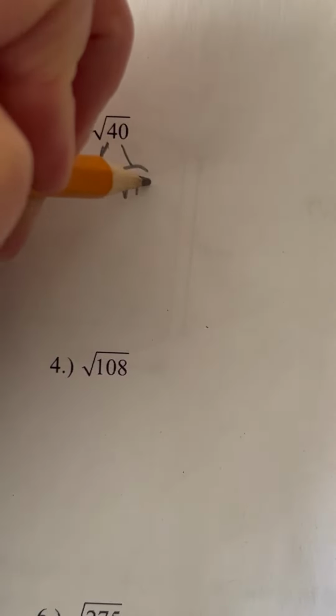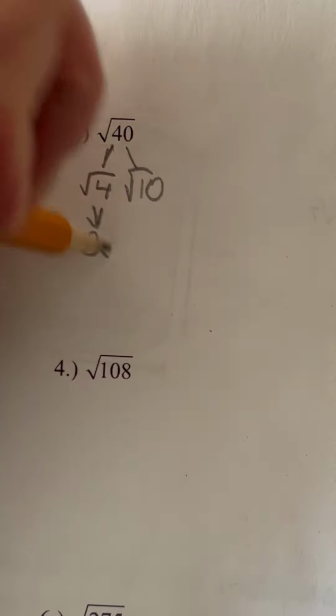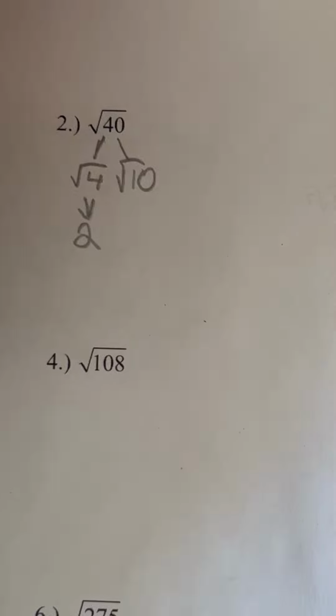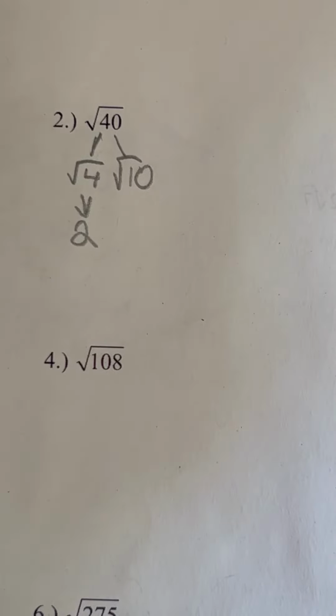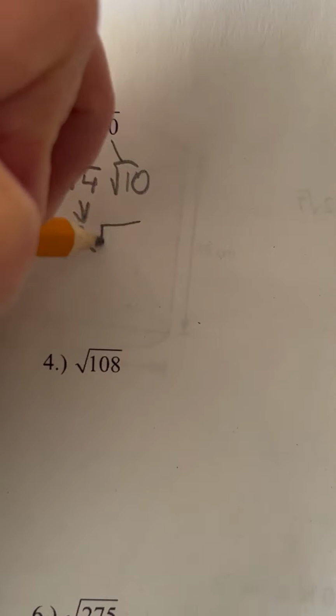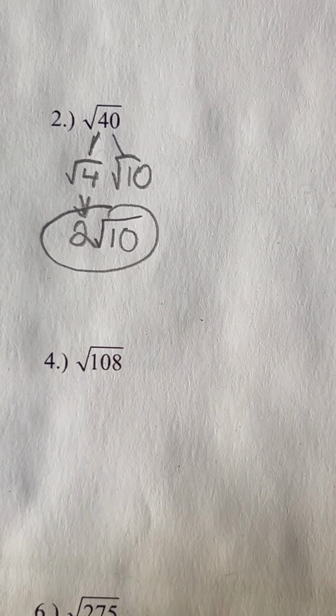Again, 4 is a nice number that works because you have the square root of 4, which is 2. 10 only has itself and 1, obviously, and then it also has 2 and 5, but 2 and 5 are also not perfect squares, so we're going to keep that the way that is. So we have 2 radical 10, and that would be my finalized answer.